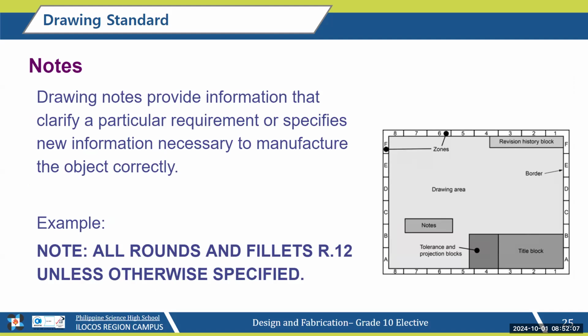Next, drawing notes. These provide additional information that clarifies specific requirements or introduces new details necessary for manufacturing the object correctly. For example, a note might say, all rounds and fillets radius 12 unless otherwise specified. These notes ensure that no important details will be missed, especially when specific instructions are not covered by the dimensions or views represented in the drawing.